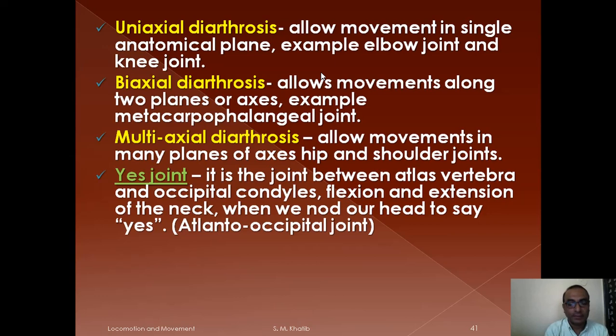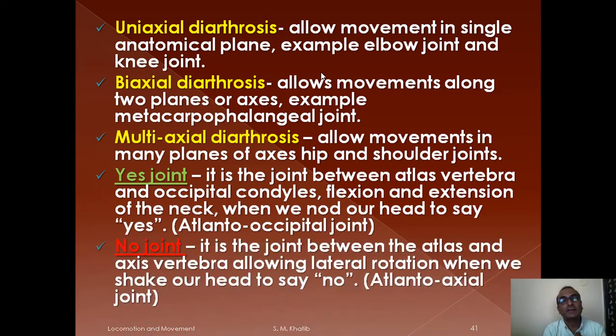Okay. Then next, no joint. Of course, this joint helps us to say no. It's a joint between the atlas and axis vertebra, first and second vertebra, which allow only lateral rotations. So when we shake our head to say no, then we are using this joint. Therefore it is called no joint. Atlanto-axial joint we call it. Because the ring-like atlas and the axis vertebra behind it with the odontoid process allow the sideways lateral rotations. No. Okay, no joint.